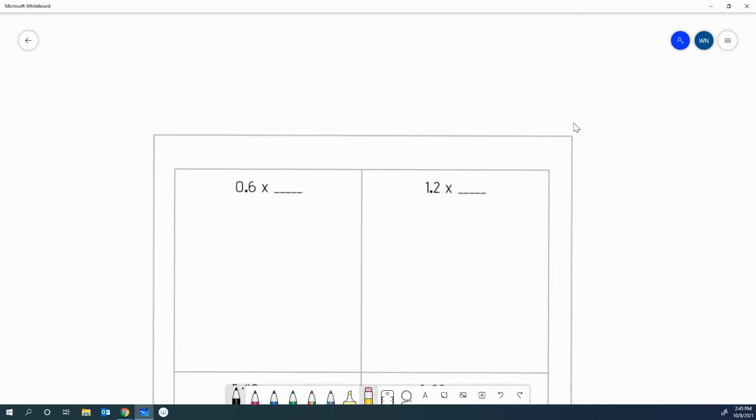Our first problem is 6/10 times 4. Let's go ahead and stack it up like you normally would. I want you to keep your decimal where it belongs, but you do not have to stack it just like you do with adding and subtracting. If you actually do that, it's not going to work. So do not stack it, but make sure you keep your decimal where it belongs. All we have to do is multiply.